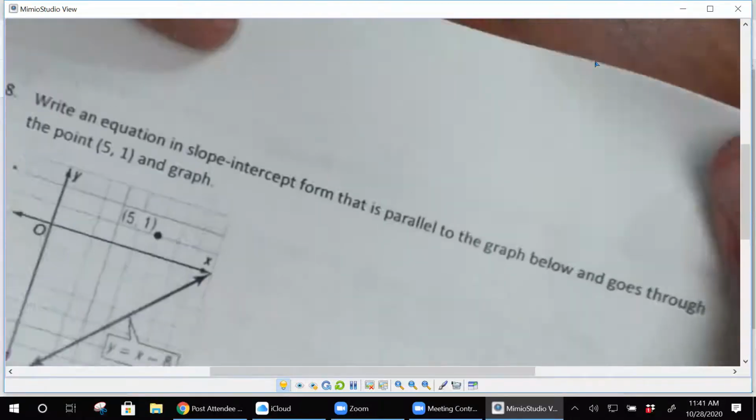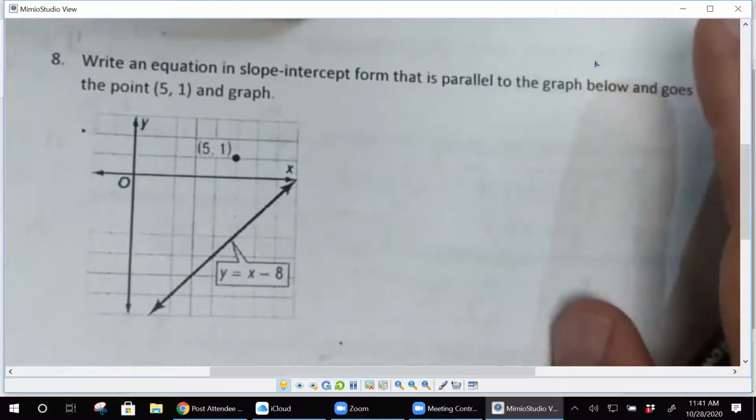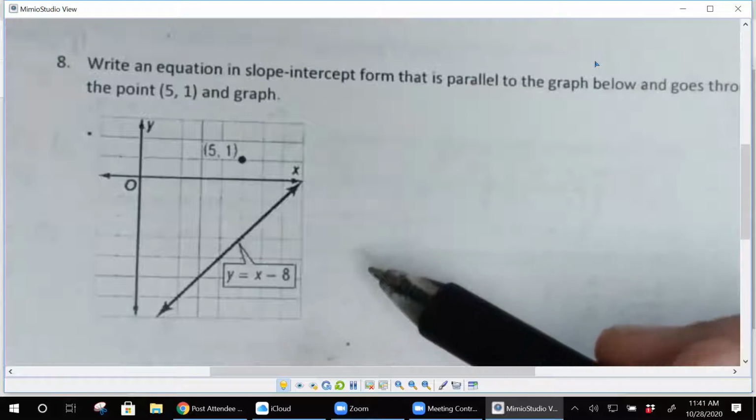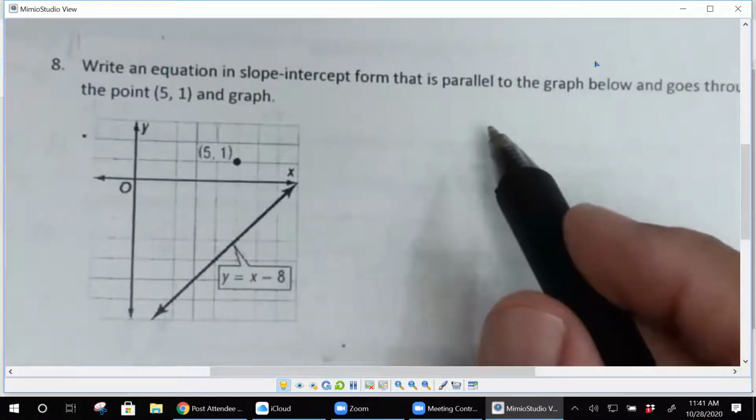All right, so a couple of things I want to show you. This right here is a graph. And I asked kids in class, how do they know what's the slope? And a lot of kids could not tell me what the slope is here. I said, how do you find the slope? And a lot of kids could not tell me where the slope is. All right. So how do you find the slope?